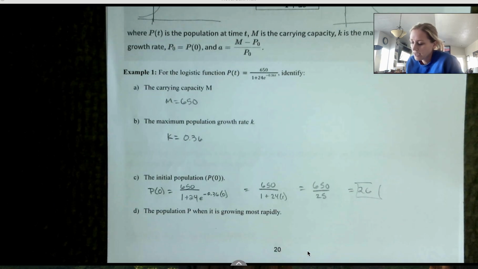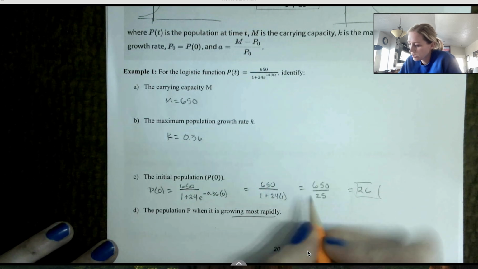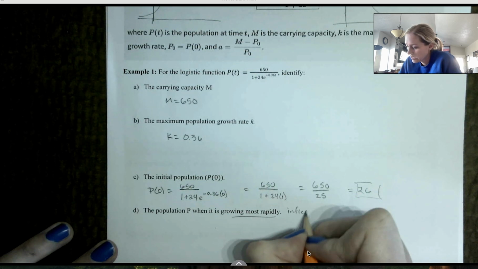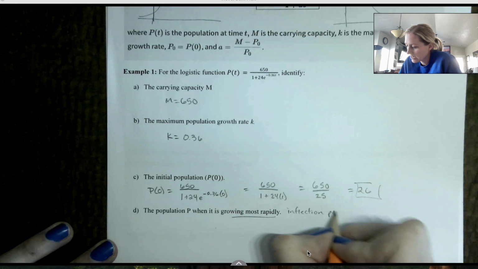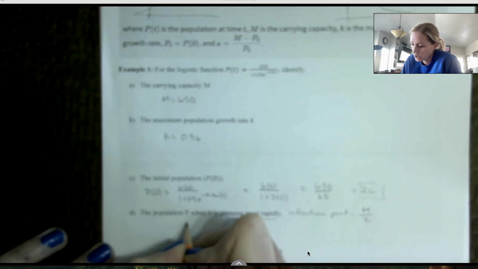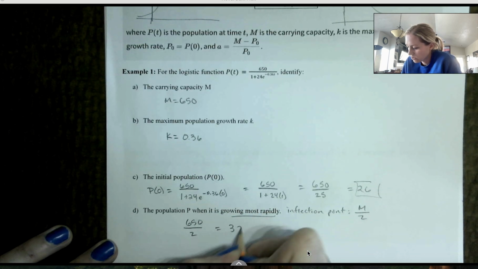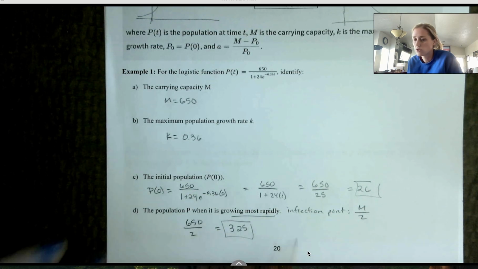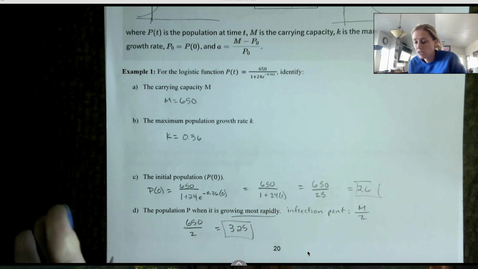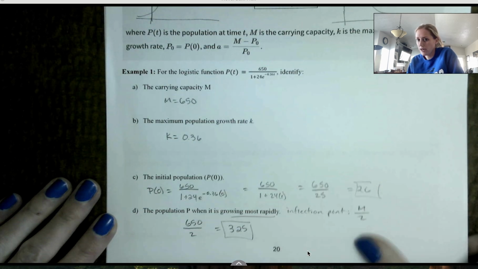Okay, what is the population P when it's growing the most rapidly? Again, this question is about inflection points. How we get that is we take the carrying capacity and divide it by 2. Our carrying capacity was 650, divided by 2 gives us 325. So the population has 325 individuals in it when it's growing the most rapidly.